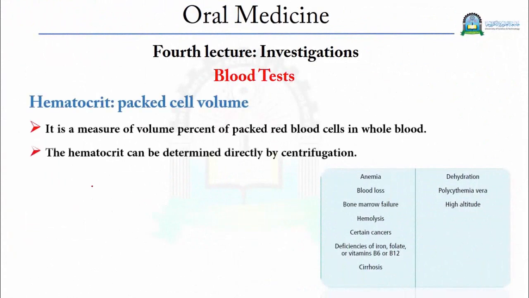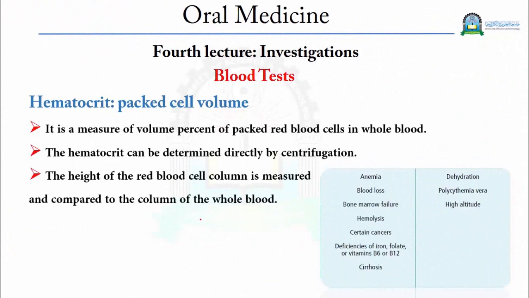Hematocrit, also called packed cell volume, is a measure of the volume percent of packed cells in whole blood. The hematocrit can also be determined directly by centrifugation. The height of the RBC column is measured in the tube.